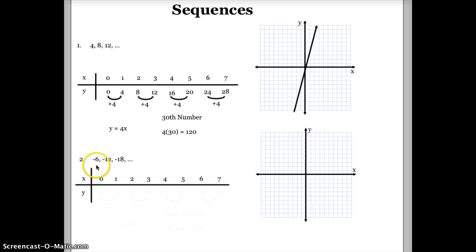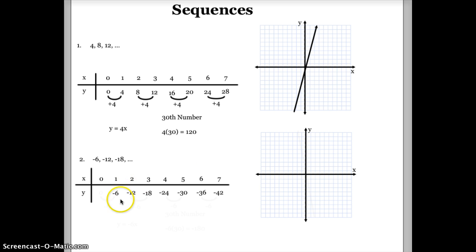Now the first number of the sequence is -6. So I'm going to put a -6 under 1. Then the second number of the sequence is -12, so I'm going to put a -12 under 2. The third number of the sequence is -18, so I'll put -18 under 3. Now this sequence, I'm going down by 6 each time. So I'm going to continue putting in the numbers all the way across until I get to the very end.